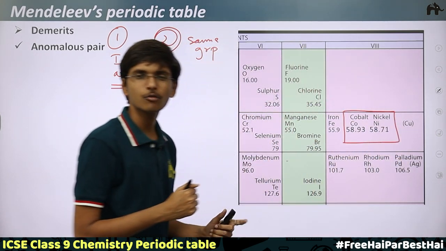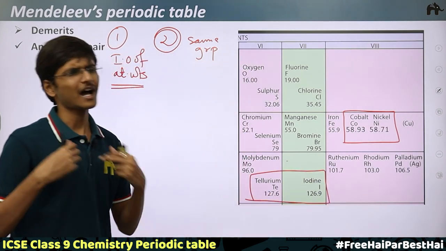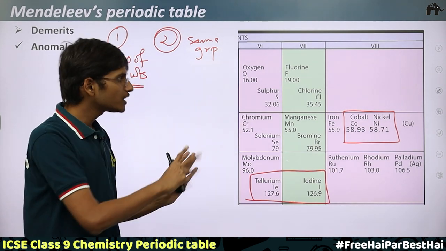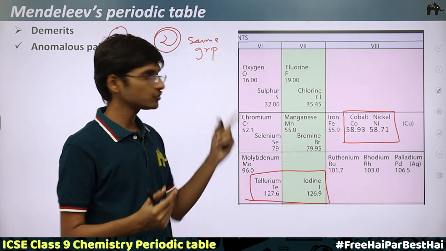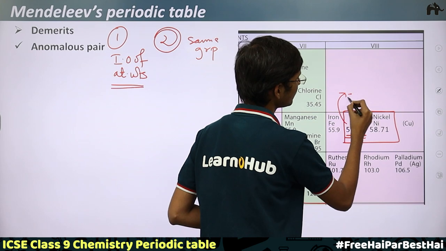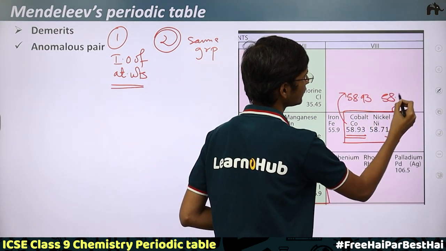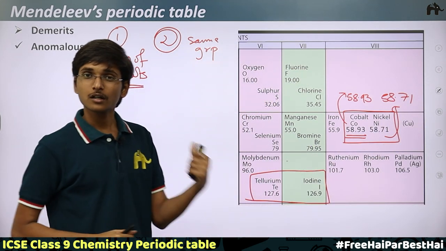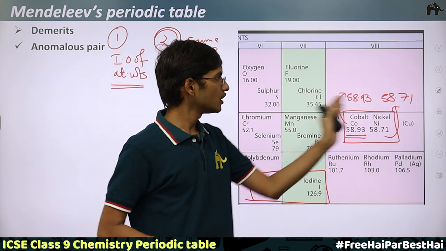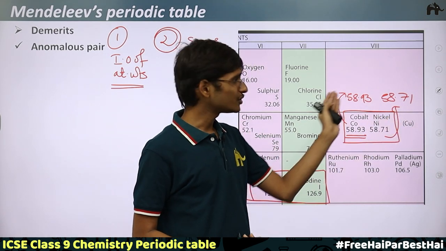So here, this is the anomalous pair, cobalt and nickel. Another one is tellurium and iodine, right? I know already, that's why I could quickly figure it out, but since you are new, you have to see. So now let's have a look. Cobalt's atomic weight is 58.93, nickel's atomic weight is 58.71. The first criteria is to place the elements in the increasing order of the atomic weights. So from 58.93 to 58.71, it is decreasing, right? So this is an anomalous pair.